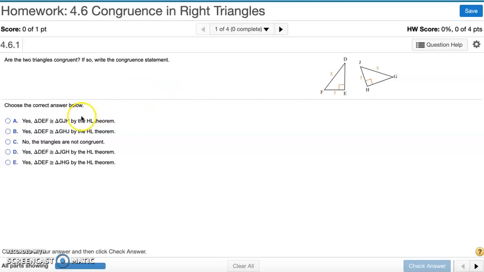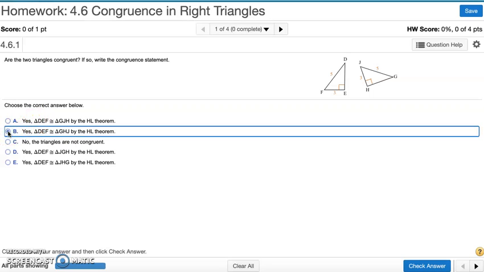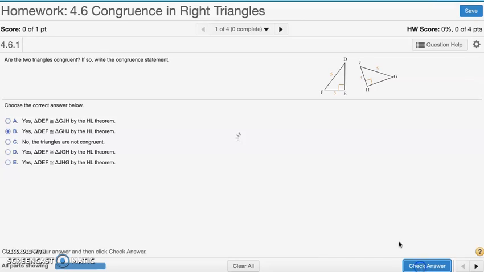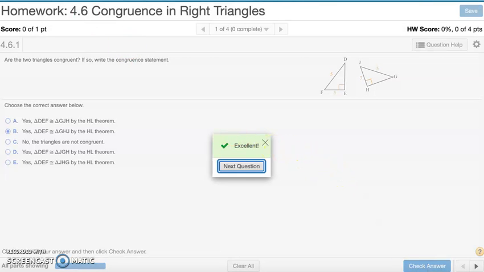But looking at our choices, we have to make sure the letters are written correctly, meaning each letter corresponds correctly with its corresponding angle in the other triangle. The one that does that is B. D, E, and F, and G, H, and J go in the same order of corresponding angles to angles. And that is number 1.